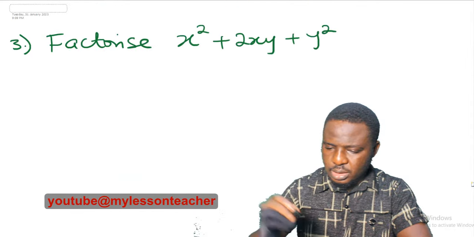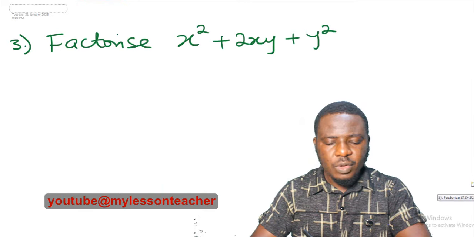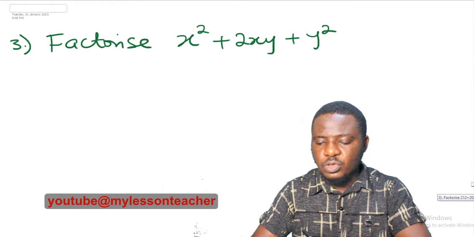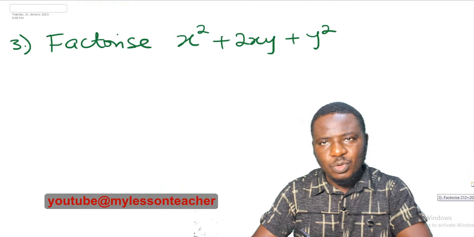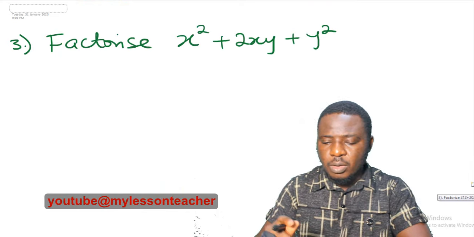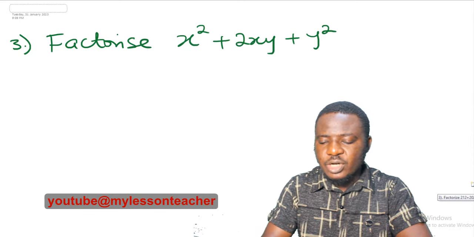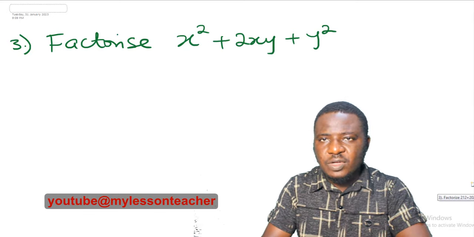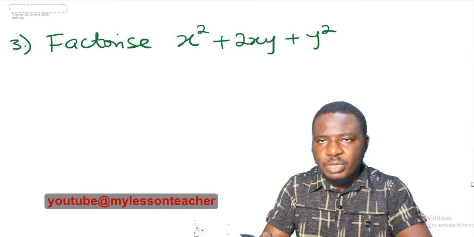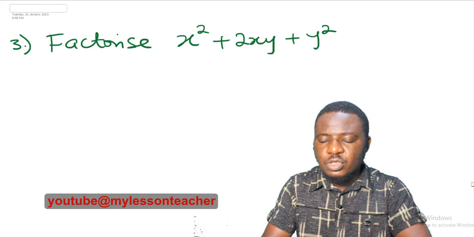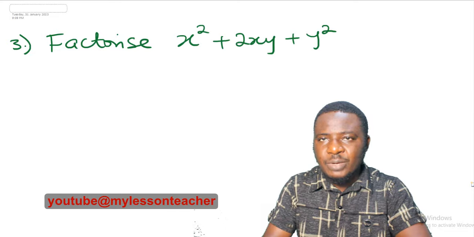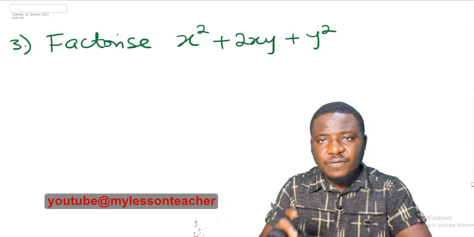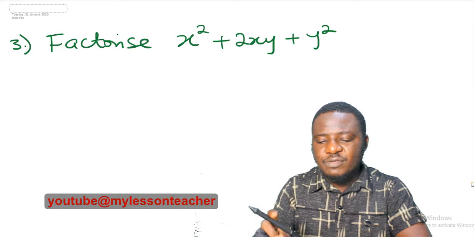Let's look at 3. Question 3 says we should factorize x squared plus 2xy plus y squared. Also, do the same as what we have been doing. Since this is a trinomial expression, we need to make it a four-term expression so that we can factorize it easily. So how do we get those two terms that can be replaced with the middle term? We said you look for two terms that when you multiply them together, give you the product of the first term and the last term, and when you add them together, give you the middle term.